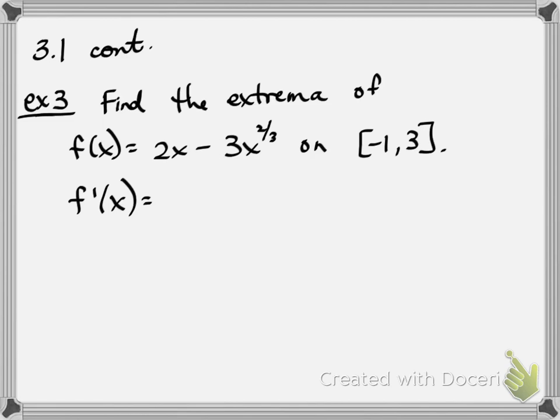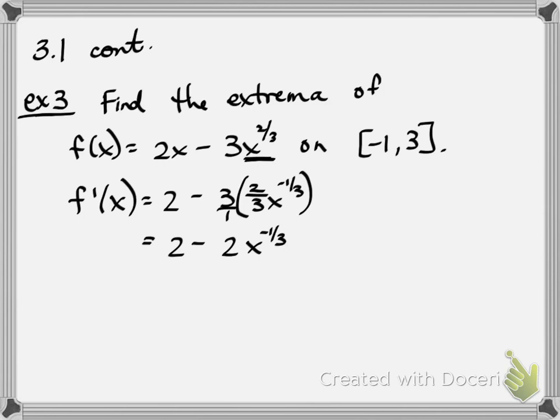So the derivative of this difference is the derivative of 2x is 2, minus 3 times the derivative of x to the 2/3. So that's 2/3 x to the minus 1/3. So that is 2 minus 2x to the -1/3. Now on these problems, critical numbers happen where the derivative equals 0, or where the derivative is undefined.